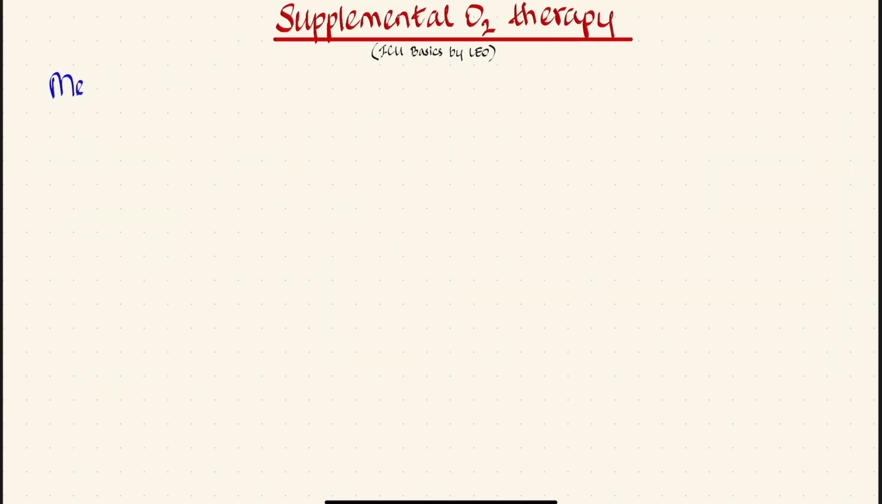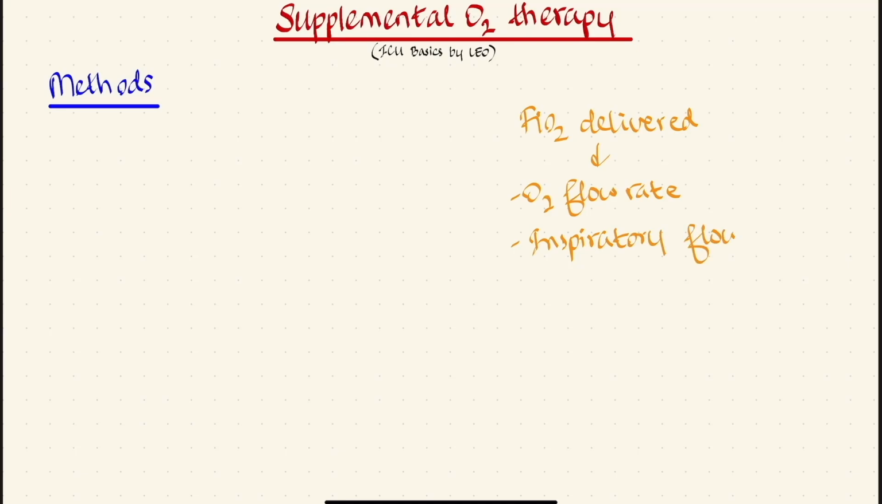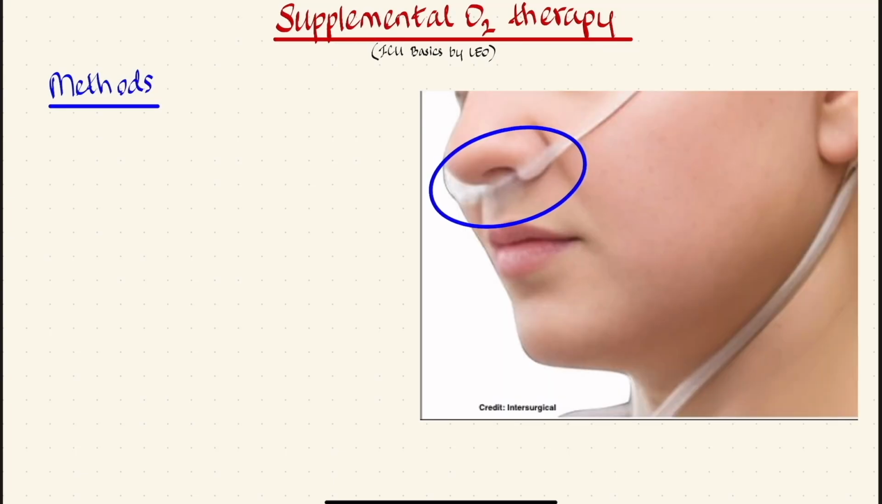Now, I would like to discuss the ways to provide supplemental oxygen to a patient. We need to bear in mind that FiO2 delivered to the patient depends on oxygen flow rate, patient's inspiratory flow, respiratory rate, and the amount of air entrained into the device we're using. I'll give you an example here.